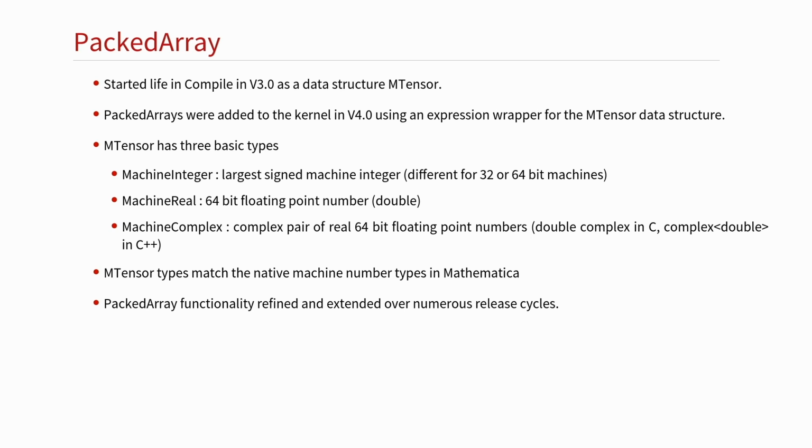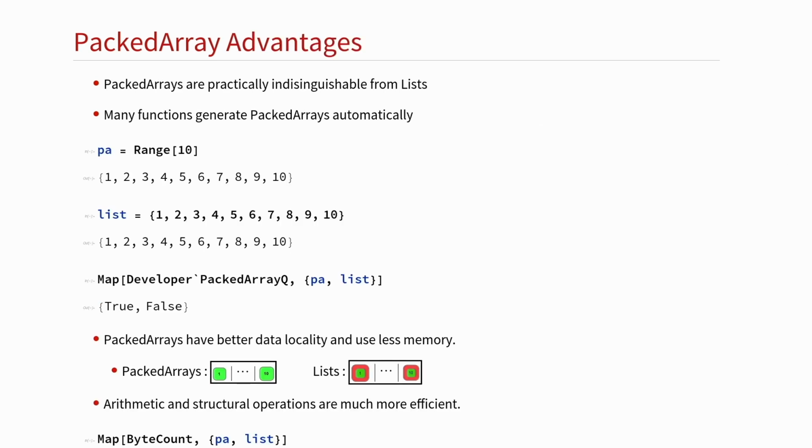They have three basic types: machine integer, that's the largest signed machine integer on the machine; a machine real, a 64-bit floating point number; or a machine complex, which is a pair of real 64-bit numbers. They match the native machine types in Mathematica. And the functionality was refined after the release over successive versions.